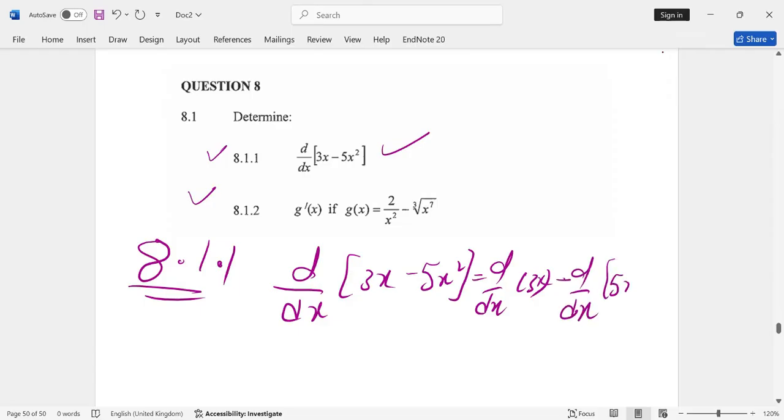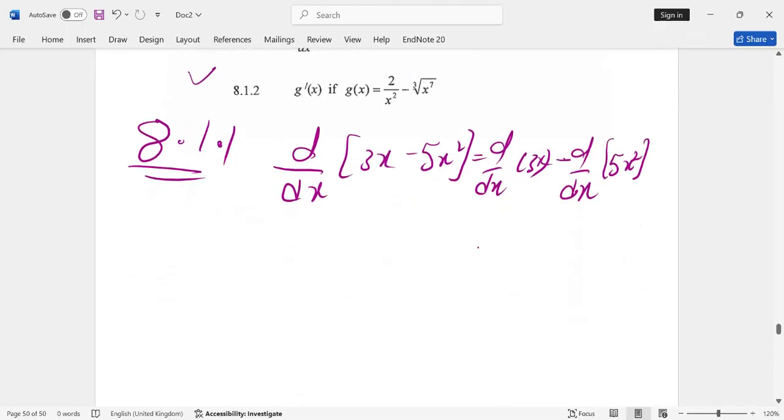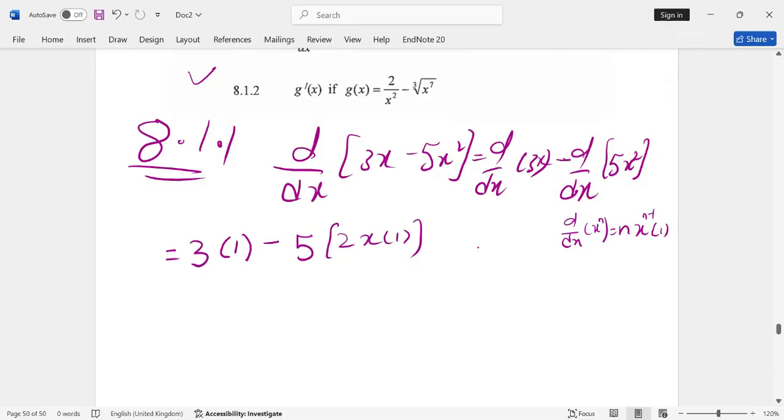You can write it separately. As you know, in derivatives we take the constant outside, and the derivative of x is 1, now times 5. For the derivative of x squared we use the power rule: n x power n minus 1, and then the derivative without power. So we have 2x into 1. Now we have 3 minus 10x. And this is the required answer for this question.